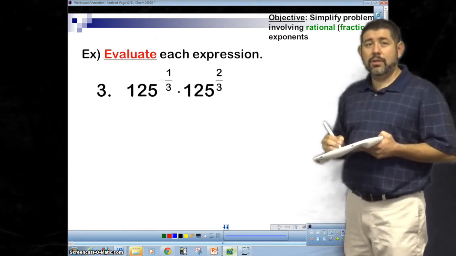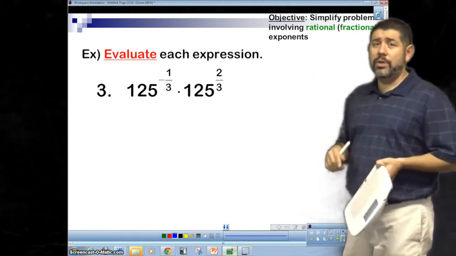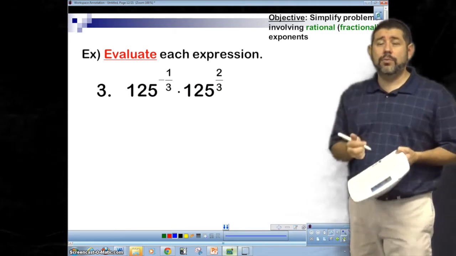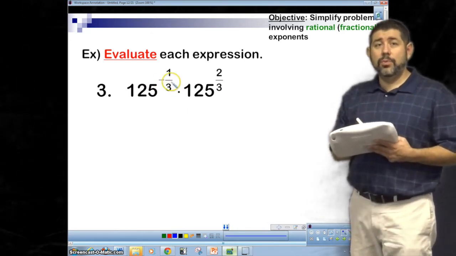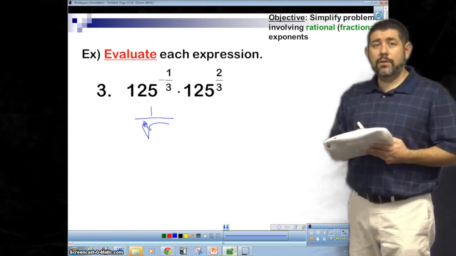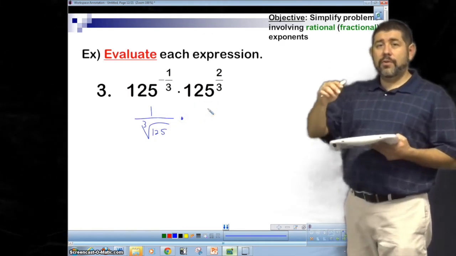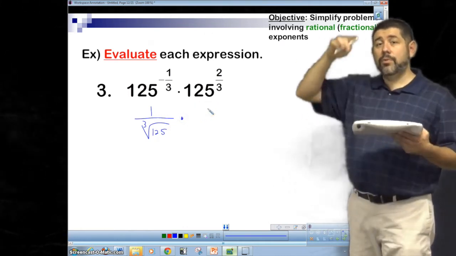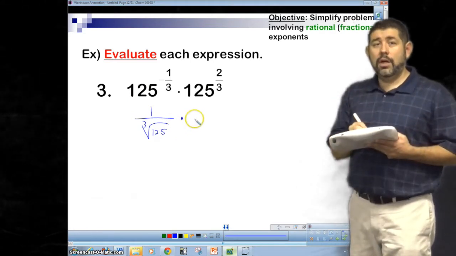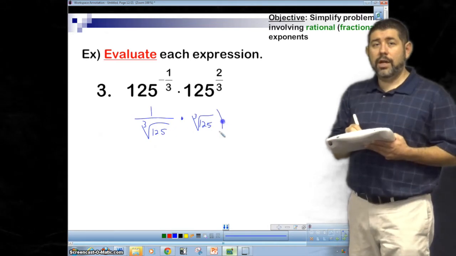Let's take a look at another one. Ooh, man. Mr. Rice, these are big numbers. What do we do? Well, we know that 125 is 5 cubed. So, let's do the cube root. Well, let's bring this down first of all. This is the cube root of 125, times the cube root of 125 squared, right? Because the bottom is a cube root, the 2 is a square. So we're going to do the cube root of 125 squared.